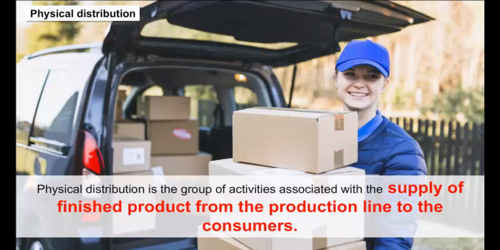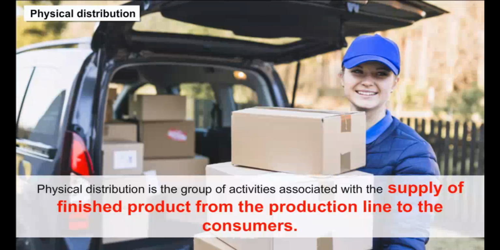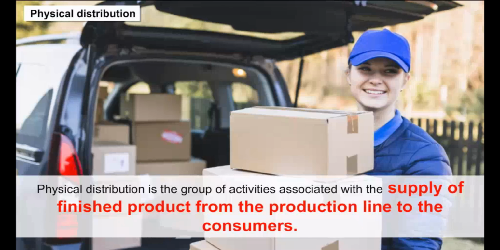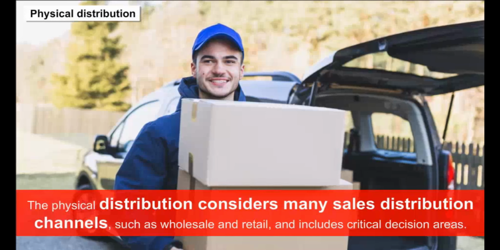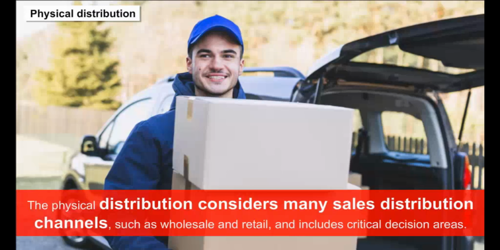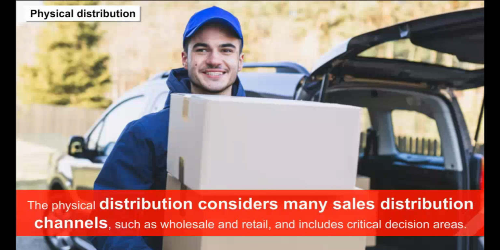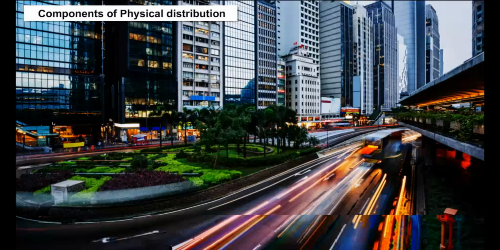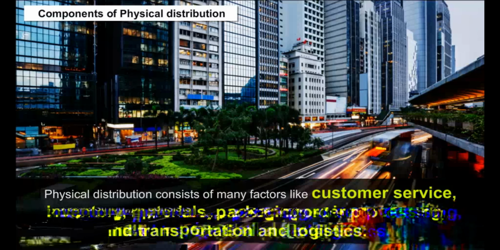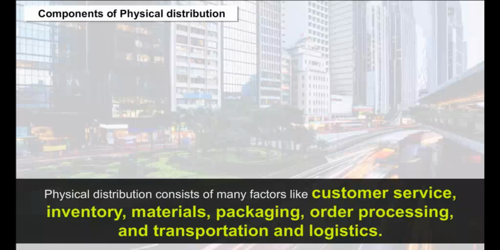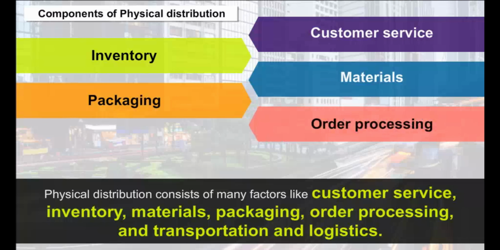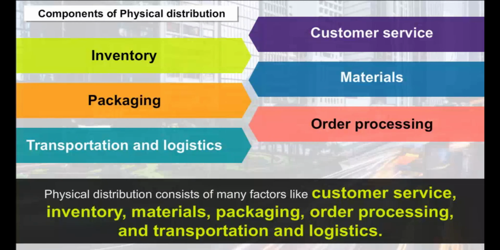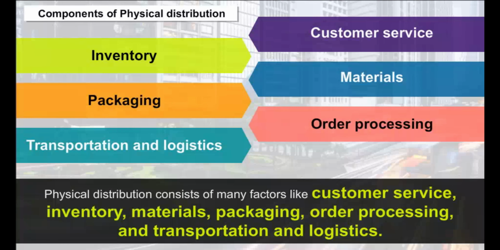Physical distribution. Physical distribution is the group of activities associated with the supply of finished product from the production line to the consumers. The physical distribution considers many sales distribution channels such as wholesale and retail and includes critical decision areas. Components of physical distribution. Physical distribution consists of many factors like customer service, inventory, materials, packaging, order processing, and transportation and logistics. Some of them are discussed here.